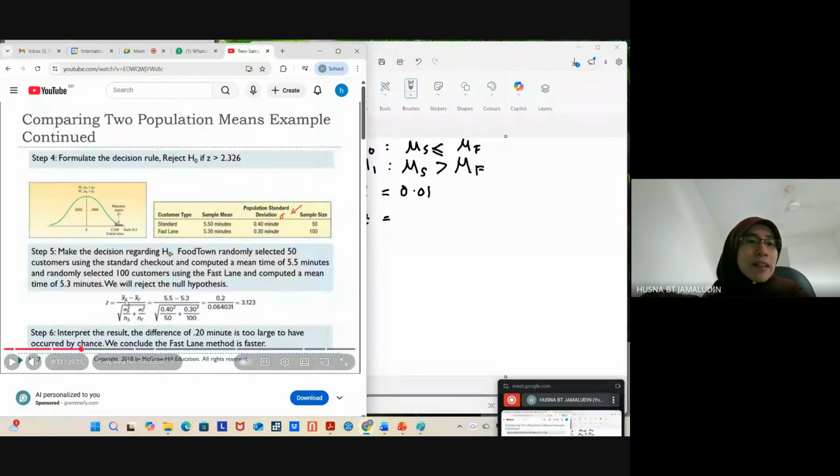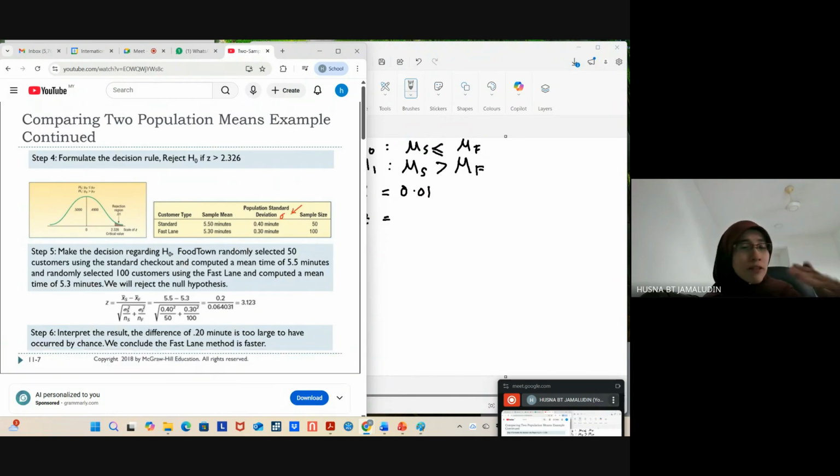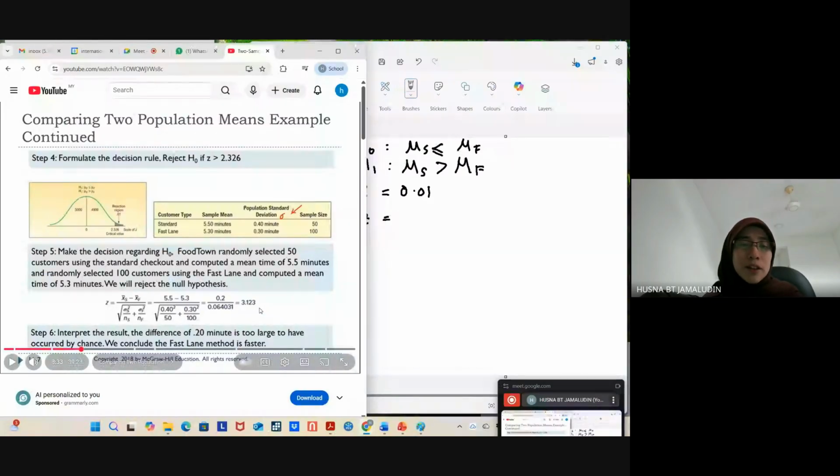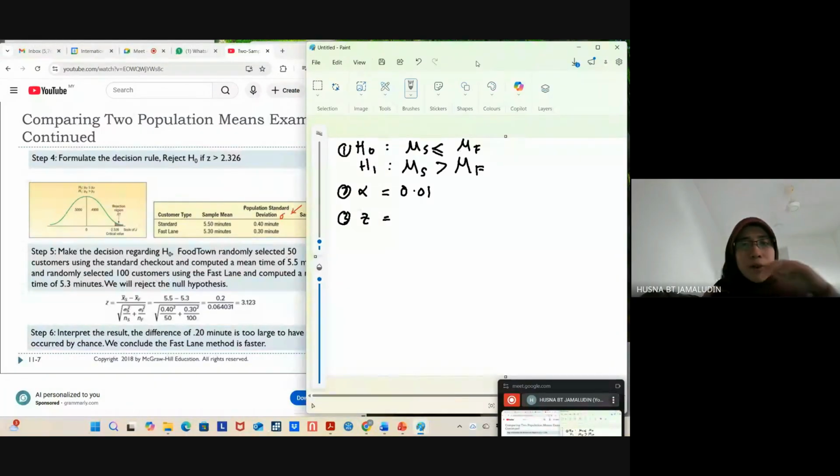So you have the mean for standard minus the mean for fast lane, divided by the square root of the variance in the first sample over the number in standard. So basically all the information is given in this yellow box. I believe you can just plug the information into the formula. So let's assume that you got the answer of 3.123. Because this is just applying the formula, I don't think you're going to have a problem applying it.